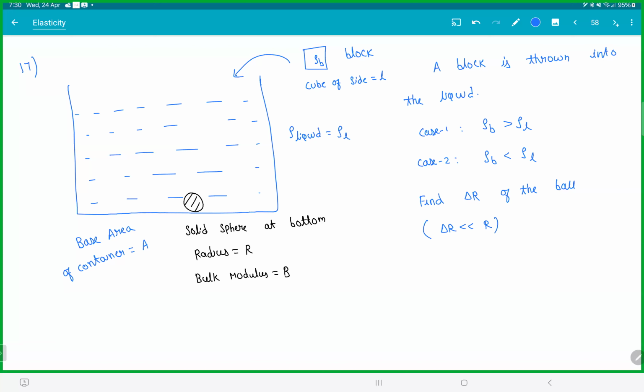Minus 3 rho g L cube by V. Okay, but that rho is what? Rho of the liquid or rho of the block? The rho of the sphere. Rho of the sphere? What is the sphere doing? Sphere is just sitting there. Rho of the liquid, sir. Rho of liquid. That sphere is just sitting there. It doesn't care about anything. Why are you bringing that into the picture? It is rho of the liquid.